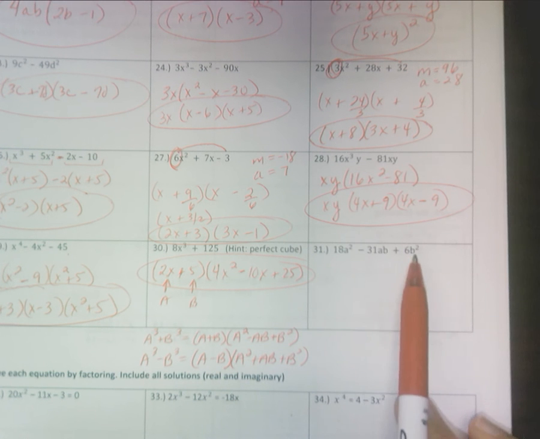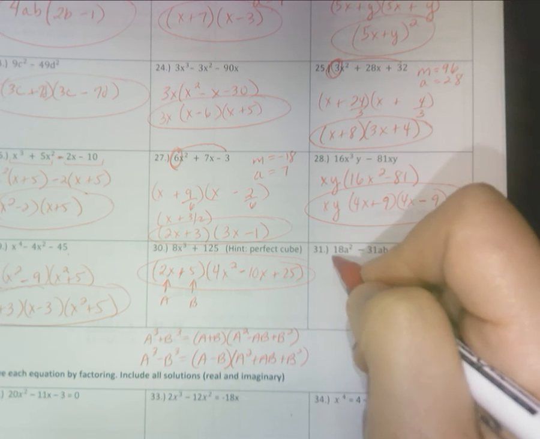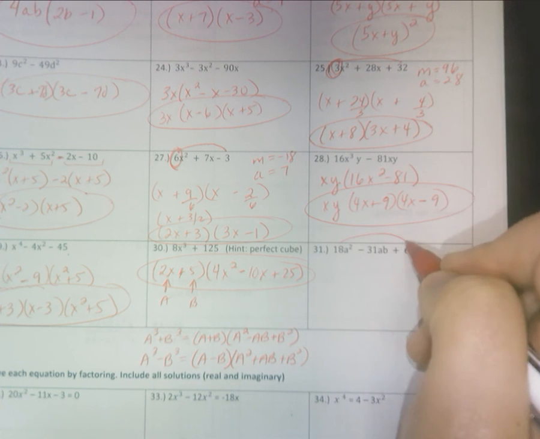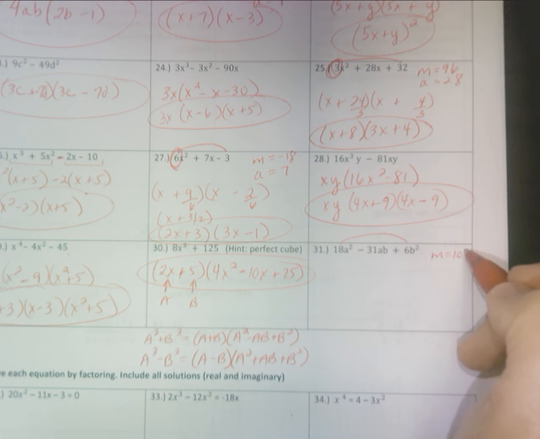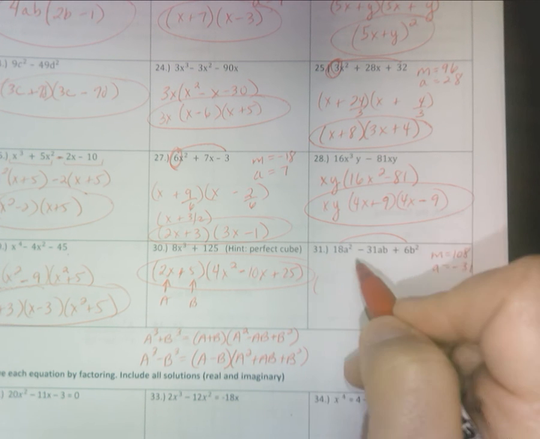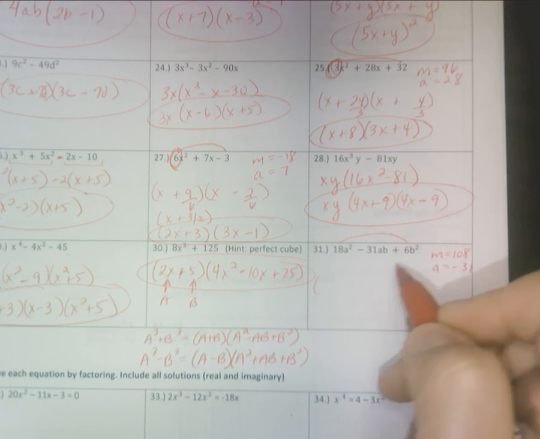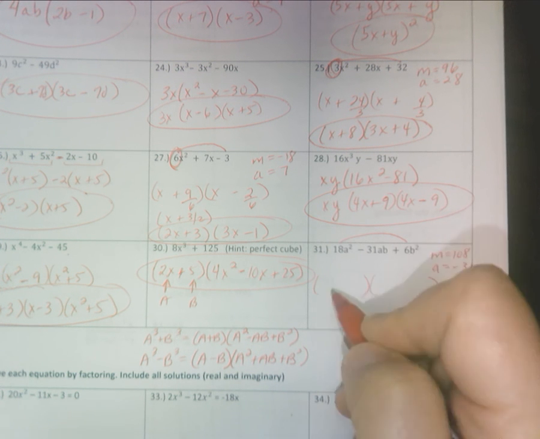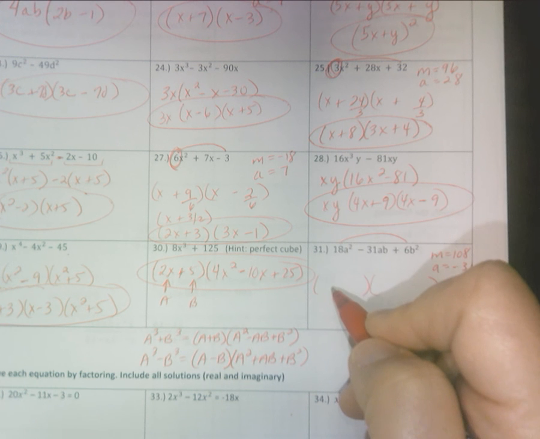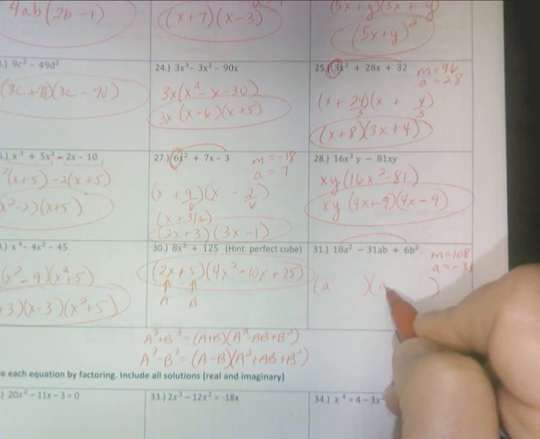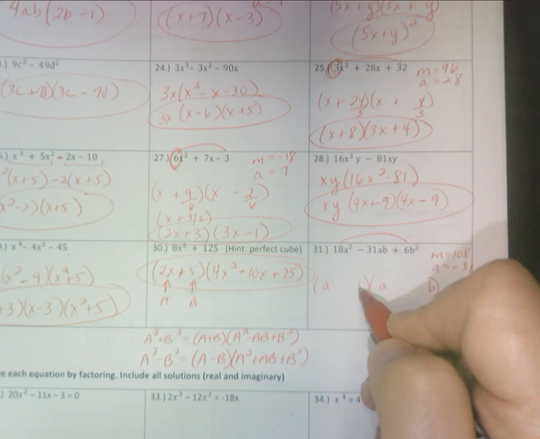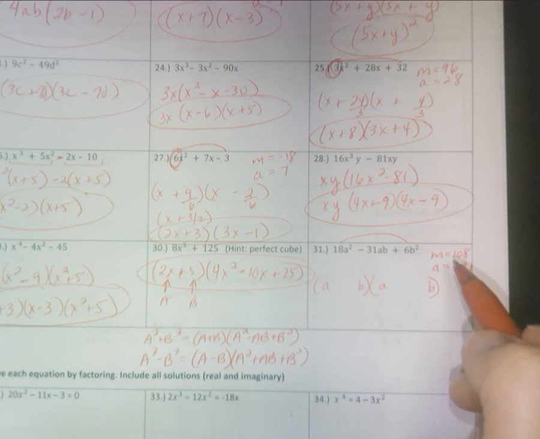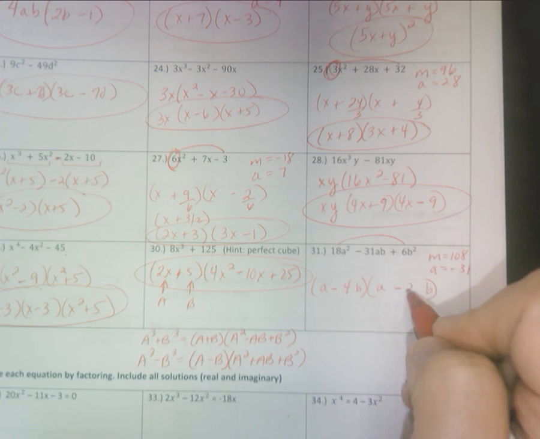All right, and one more trinomial. So once again, it has a number in front. I'm going to find what multiplies to 108 but adds to the middle of negative 31. And since this has an a squared and a b squared on the back end, I'm going to write a, then I'm going to put a b and a b. Then I'm going to 27.